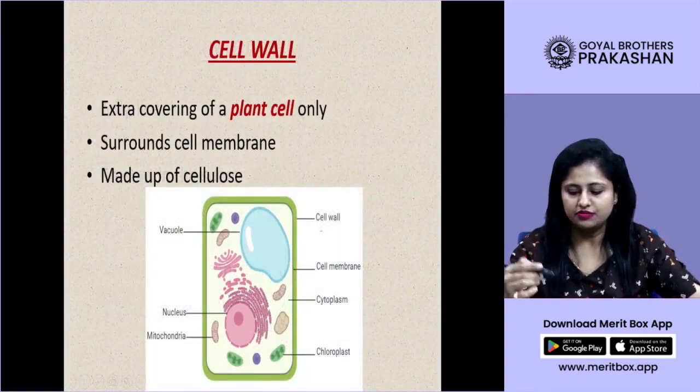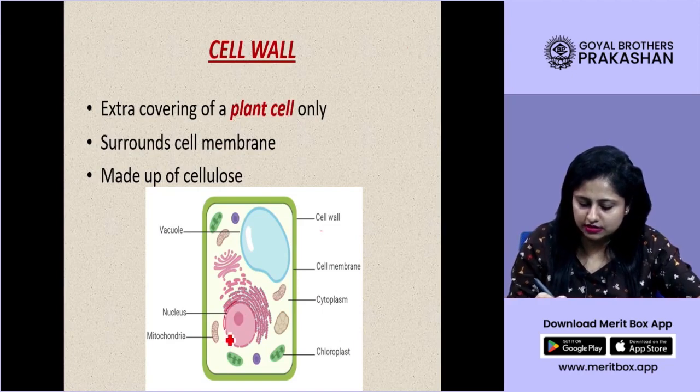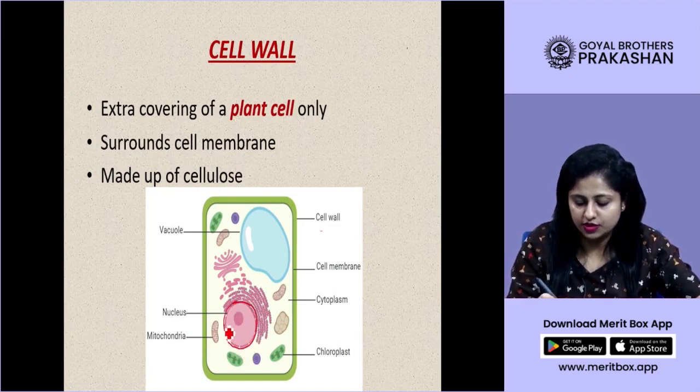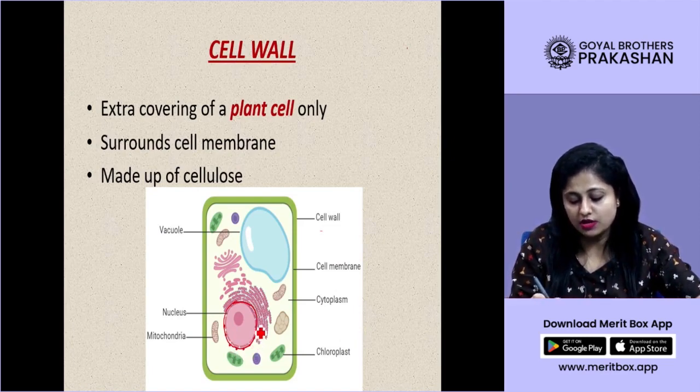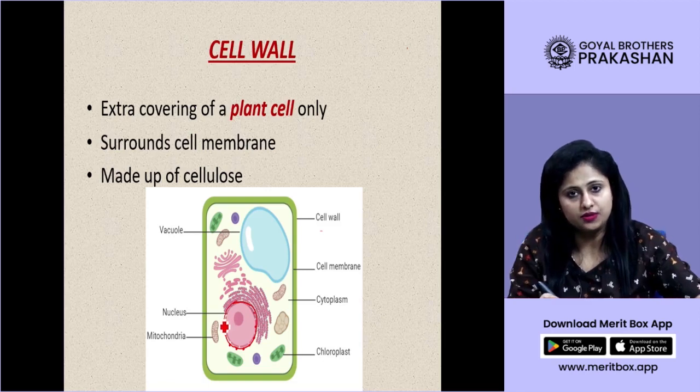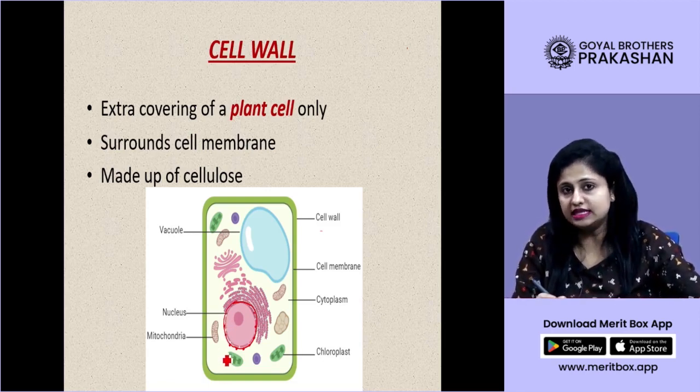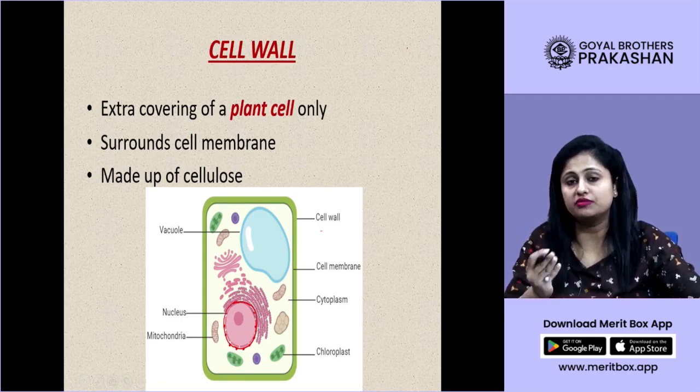In this diagram, if you could see this part, this is the nucleus. Okay, and over the surface of the nucleus, some pores are present. These pores are known as nucleopores, and they allow the exchange of materials in and out of the nucleus.